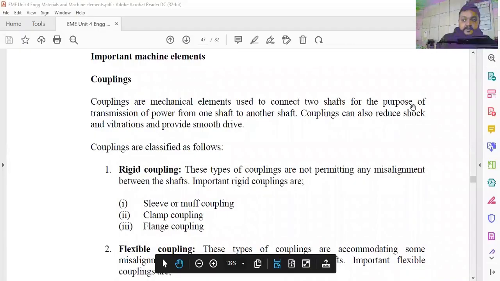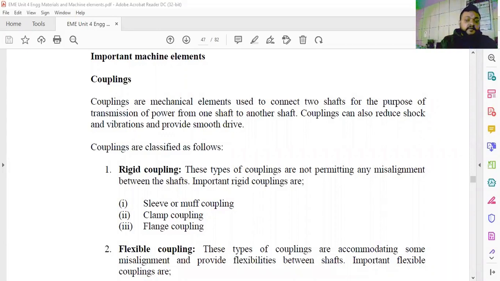Now, one more important machine element after discussing the clutch and brake: the coupling. Couplings are mechanical elements normally used to connect two shafts for the purpose of transmission of power from one shaft to another. Normally we connect the driver shaft to the driven shaft by means of the coupling, whereas we use the brake or clutch depending upon the functional requirement, as we have discussed in the previous section. But here couplings are used to transmit power from one shaft to another shaft.